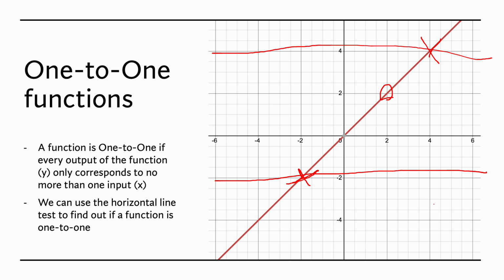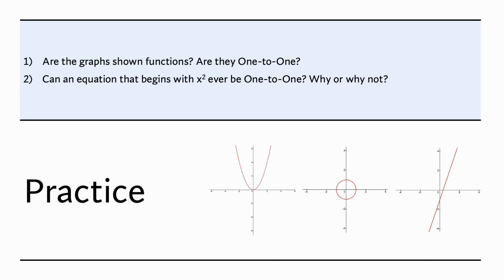All right, so let's do some practice. Are all the graphs shown functions, and if so, are they all one-to-one? And secondly, after we're done figuring that out, we'll figure out whether a function that begins with x squared can ever be one-to-one or not. So let's start with these functions.